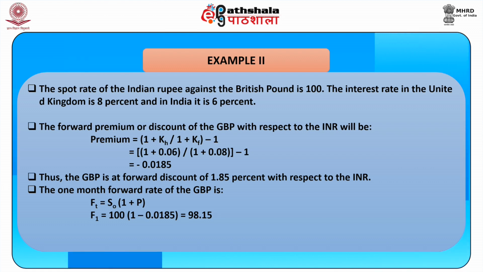The 1 year forward rate of the Great Britain pound is FT = S0 × (1 + P), so F1 = 100 × (1 − 0.0185), which is equal to 98.15.